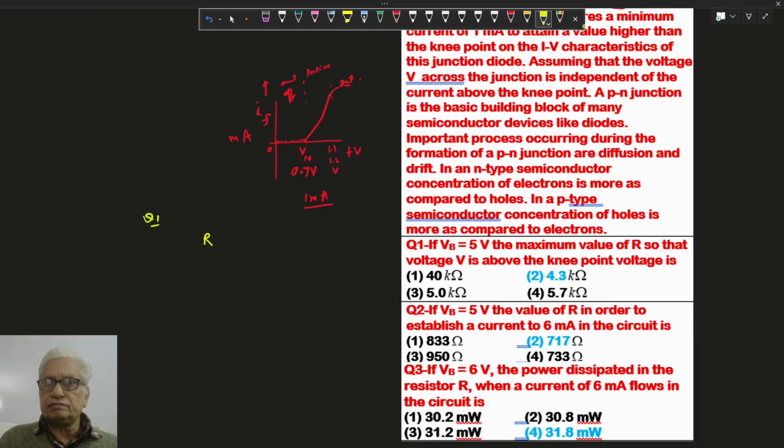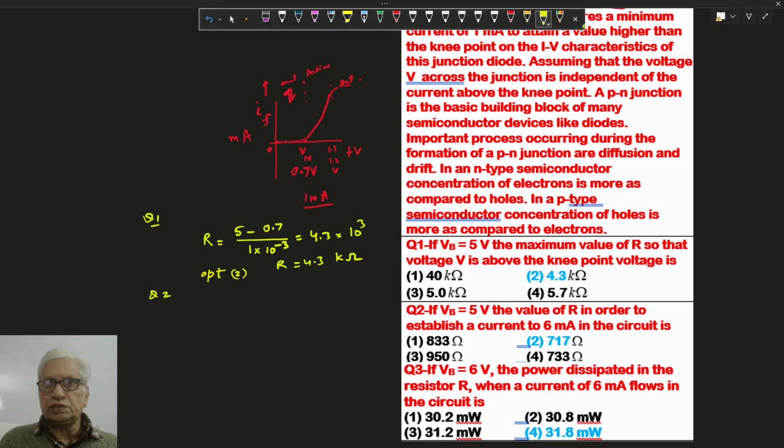R equals the battery voltage 5 minus the knee voltage 0.7 volt, divided by the current 1 milliampere. So that comes to 4.3 times 10 to the power 3, or 4.3 kilo ohms. So option 2 is correct.